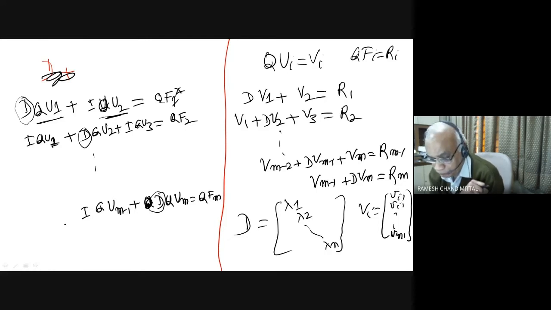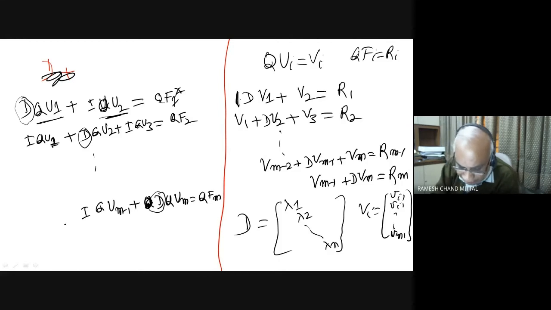Yes, sir. So what I have is that my first D is diagonal lambda 1, lambda 2, lambda n. My Vi is this column vector Vi1, Vi2, Vn1. I take the first equation from here, because there are n equations here. When I take the very first equation, it will be lambda 1 V11 plus V21 equal to R11. Anybody any issue, please?